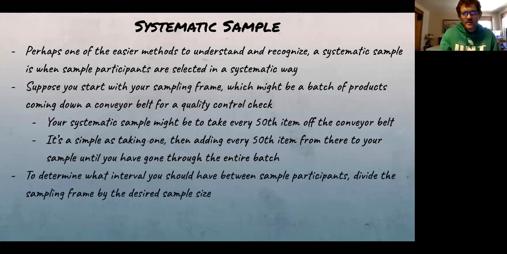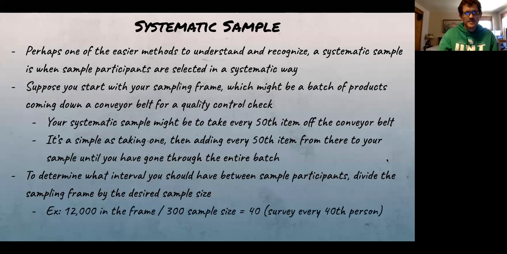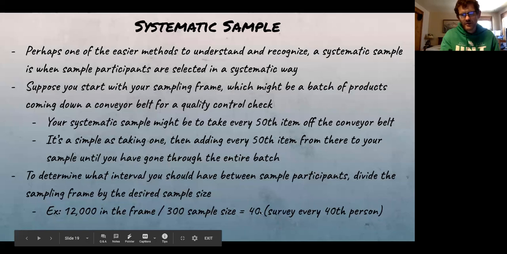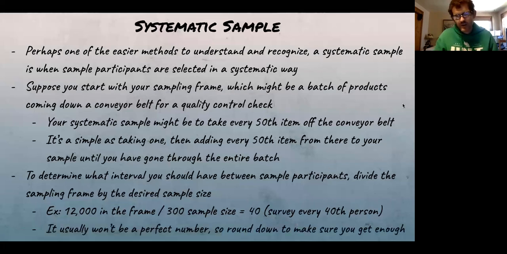So let's say you're going to do a systematic sample, but you're not sure exactly how many you should count until you get the next subject. Well, you can divide however many are in your sampling frame by whatever sample size you're shooting for. So if you've got 12,000 and you want a sample size of 300, you just divide. Of course, I set it up where it's a nice even 40. If you don't get a nice number like that, which is usually the case, round down, and that'll make sure you end up with more than you were looking for, so that you can always make sure you have enough in your sample. Okay, questions on these sampling types?